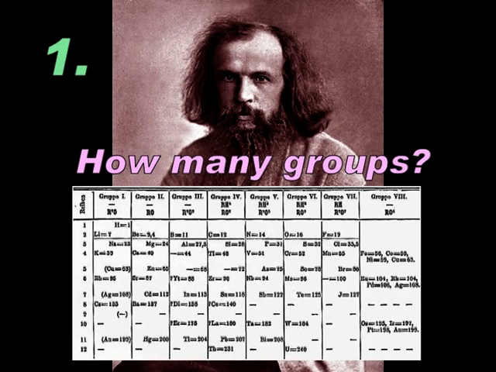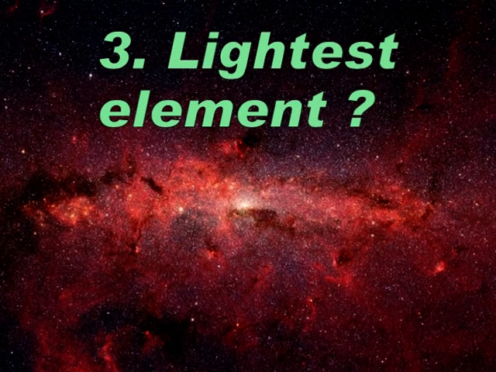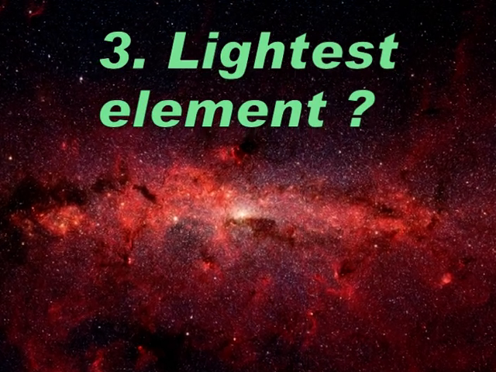Question 1. How many columns or groups were there in Dmitry Mendeleev's primitive periodic table? Question 2. Which are the most common? Metal elements, non-metal elements, or semi-metals? Question 3. What is the lightest element that makes up most of the universe?